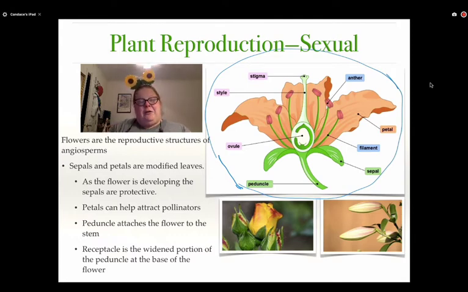We use flowers in our courtship rituals. And that's what the plant uses it for, to reproduce. So I just think it's kind of an interesting thing. So let's talk about the structure of the flower.